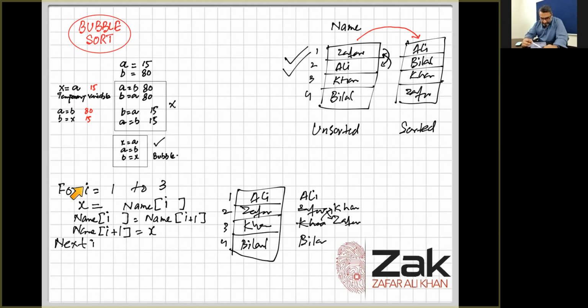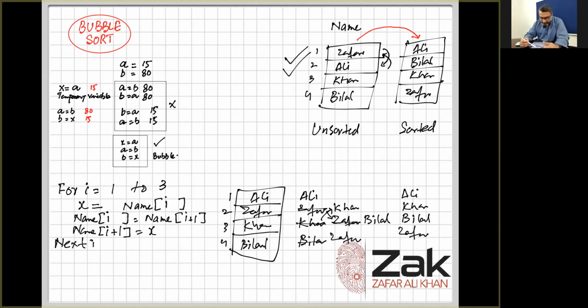Now I becomes 3 this time. So X is equal to name 3. Name 3 is Zafar. Name 3 is equal to name 4, I plus 1. So this Zafar has now become Bilal. And then name I plus 1, name 4, is equal to X, which is now Zafar. So now the array's position has become like this: Ali, Khan, Bilal, and Zafar.